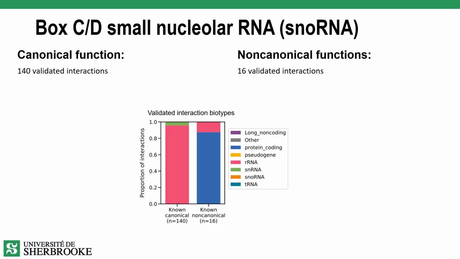Currently, there are 140 validated canonical interactions and only 16 validated non-canonical interactions. Canonical interactions are mostly with ribosomal RNA, whereas non-canonical interactions are mostly with protein coding genes. The study of non-canonical interactions is difficult due to their vast diversity and the lack of appropriate tools.